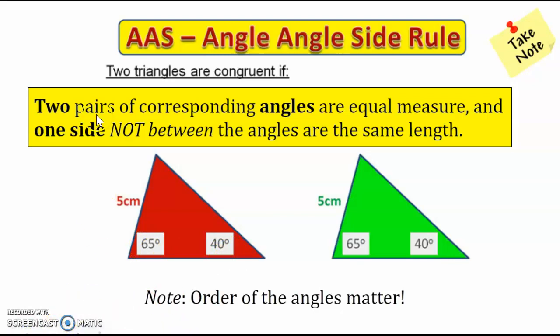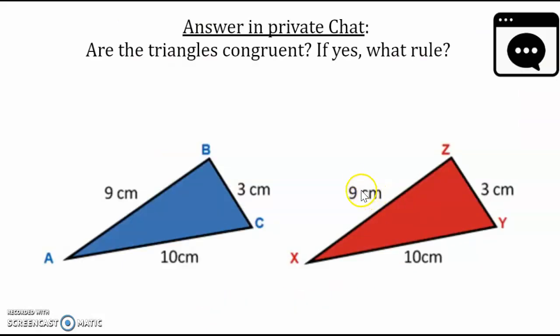All right, so two pairs of corresponding angles are equal measure, and one side that is not between the angles are the same length. And remember, the order of angles matter. Okay, so now it's your turn to tell me, are the triangles congruent? If yes, what rule?